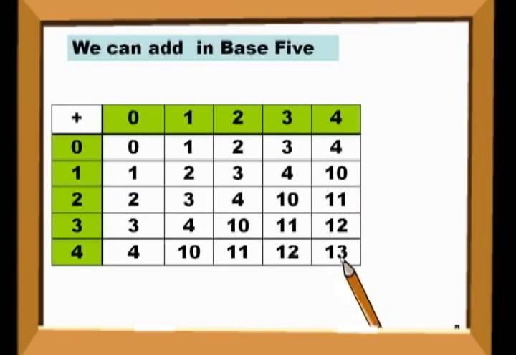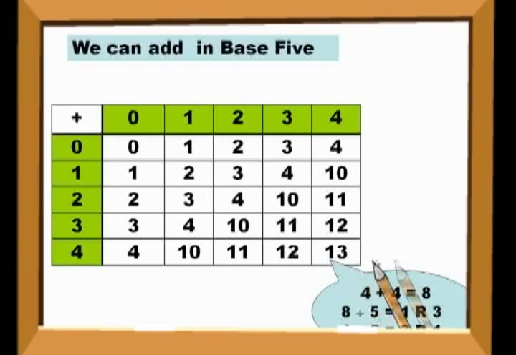So we have to be very careful when we're adding in the base 5 system. The only numerals you should see are 0, 1, 2, 3, and 4. Now here is a little illustration of how we got 13. When we sum 4 and 4, we have 8. So we do our division. When 8 is divided by 5, we have 1 and remainder 3. The quotient here is 1 and not 0, so we have to keep dividing. 1 divided by 5 equals 0, remainder 1.